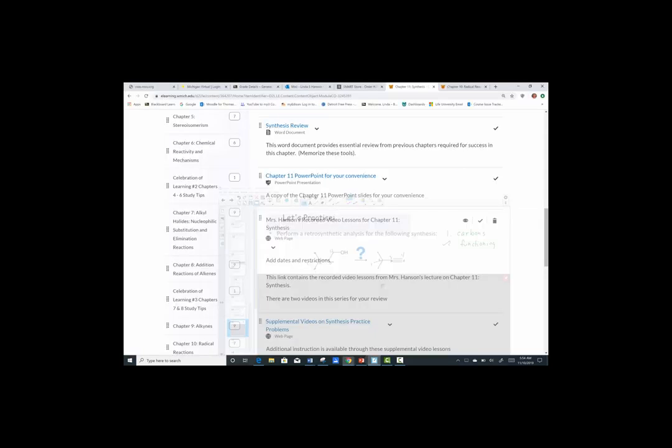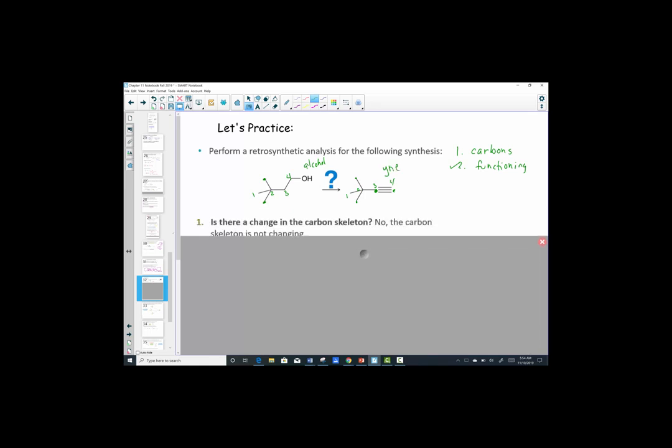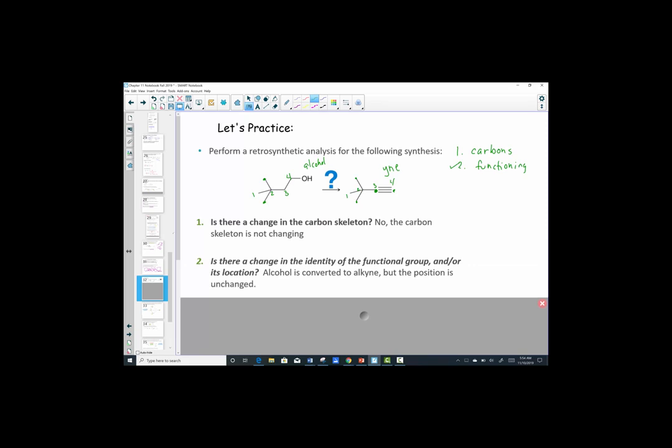At carbon 4, we see that we have an alcohol. And then over here now, between carbon 3 and 4, there's an alkyne. So we see that the carbon chain remains the same, but the functionality is indeed different. The alcohol converts to an alkyne, but the position is unchanged. So let's think about what we need to do to convert an alcohol into an alkyne, but by thinking backwards.